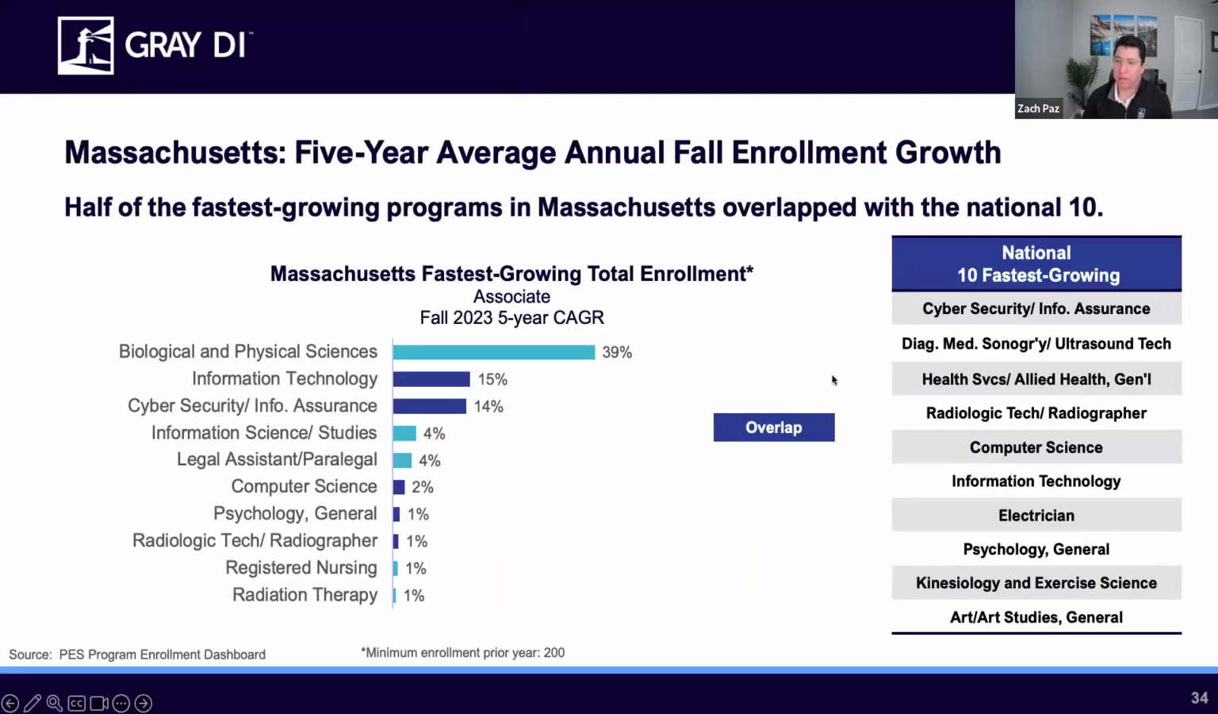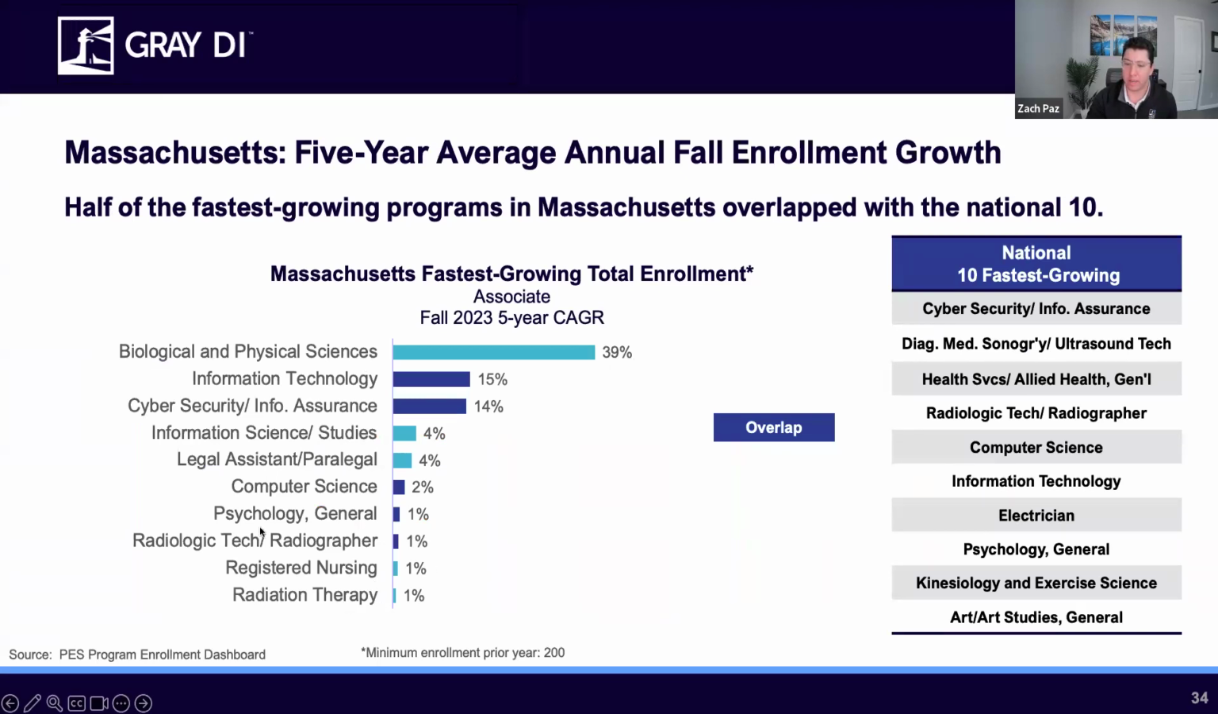What programs are growing? We have 5 programs that overlapped with the national. The number 1 is actually not overlapping. It's biological and physical sciences, which grew 39% in associates enrollment. The others that weren't overlapping: information sciences, legal assistant, registered nurse, and radiation therapy.